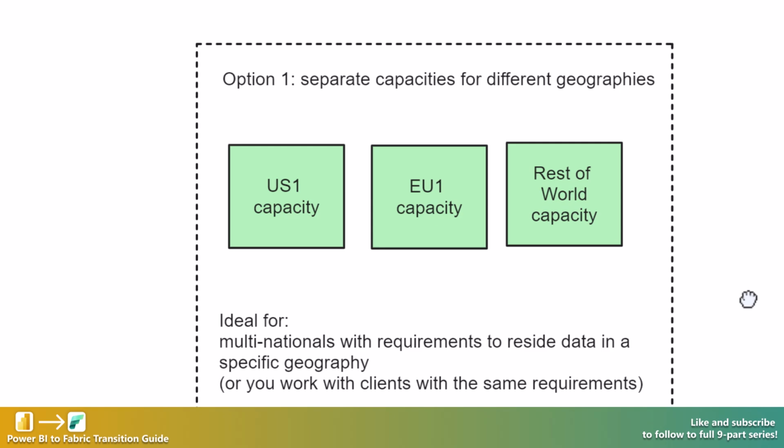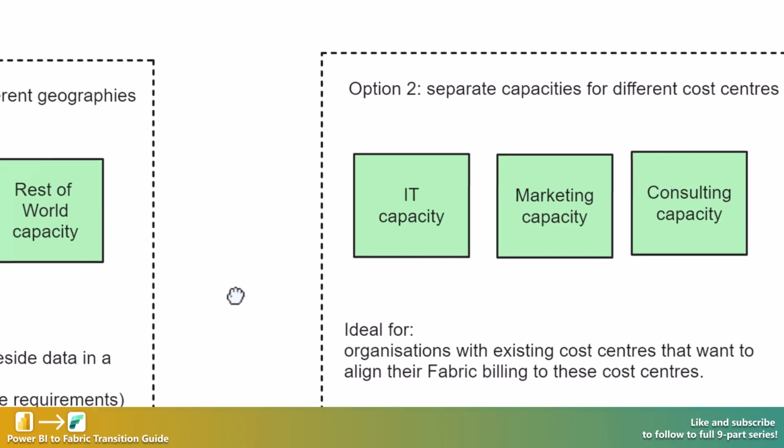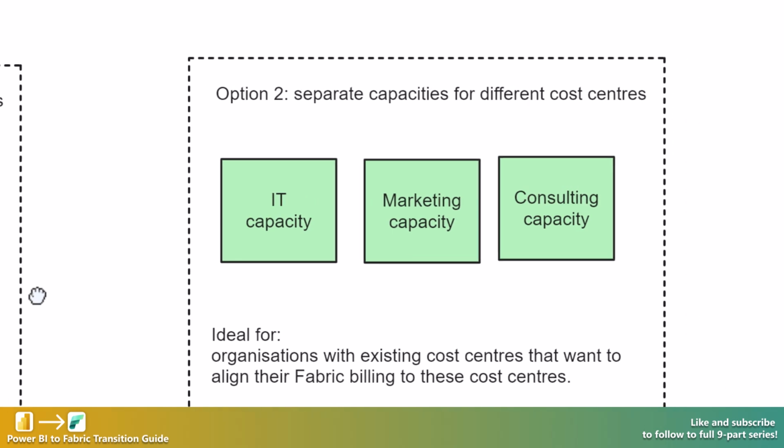Reason two is to align with existing organizational cost centers. So in some organizations, billing and budgets are managed through cost centers, which might align to specific departments within an organization. So you might have an IT cost center, marketing cost center, and they might want to create one capacity for each cost center to make billing easier and to align it with existing profit and loss cost centers. And it makes it easier to attribute what's being used in Fabric by which department.